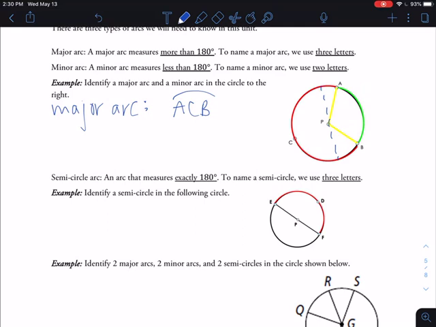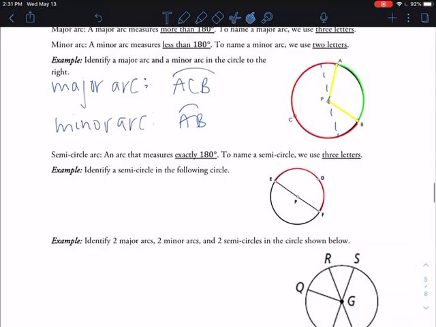And then a minor arc, again, that's less than 180 degrees. So we're looking for something that's smaller than half a circle. We can see that this arc is smaller than half a circle. And so a minor arc that we would name here is, again, remember just using 2 letters for a minor arc. So we're connecting A to B. So we would say AB. And in both cases, it would be fine if you named them the other way. So it's fine if you said BCA for the major arc and then BA for the minor arc. That's fine. They're both good.